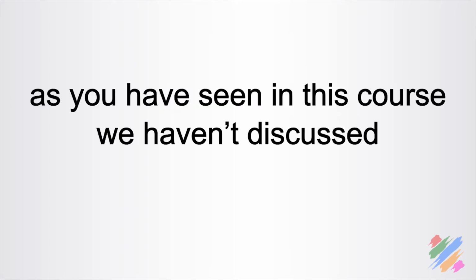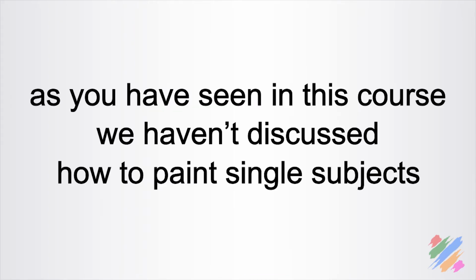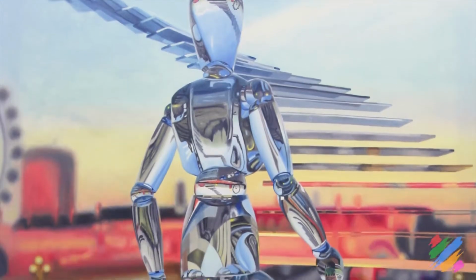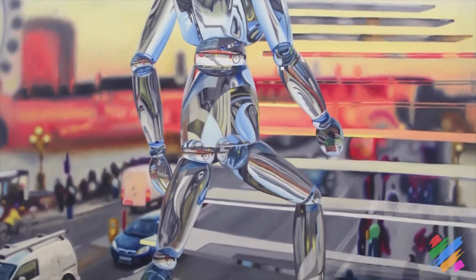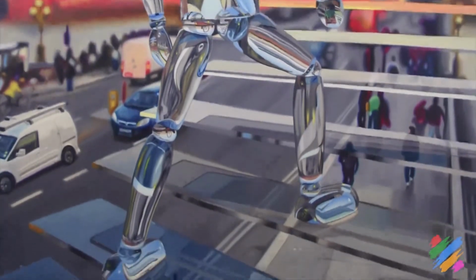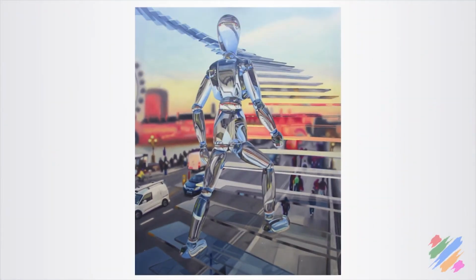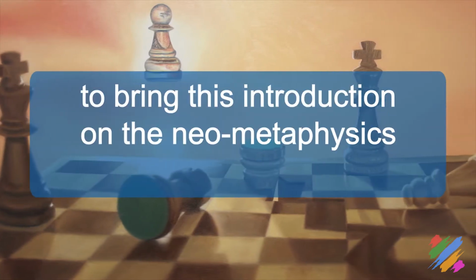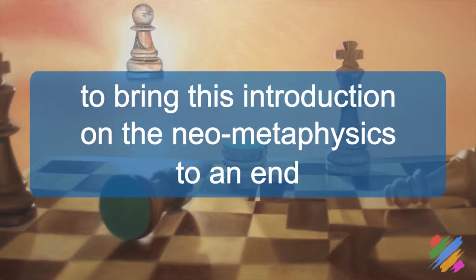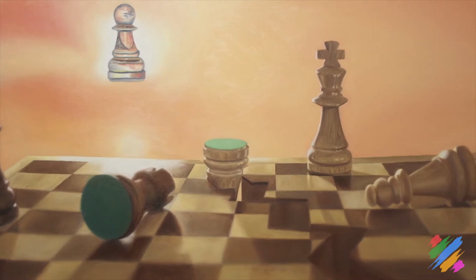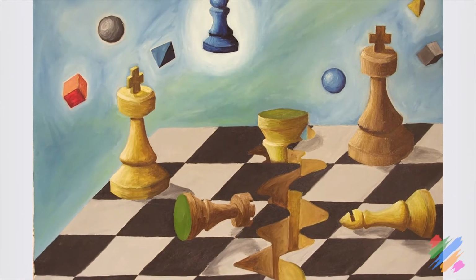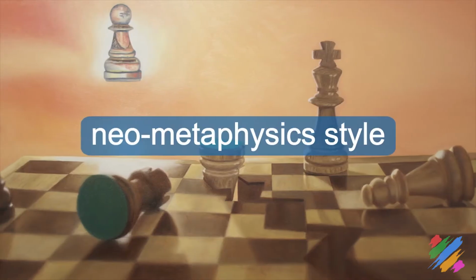As you have seen in this course, we haven't discussed how to paint single subjects, but more a general method that we can use to represent whatever we want, even something not real like a transparent dummy going up on the stairs, and we made it look realistic. In the next video, to bring this introduction on the neo-metaphysics to an end, we're going to see a next example in which we are going to reinterpret this old subject of mine in a neo-metaphysic style.